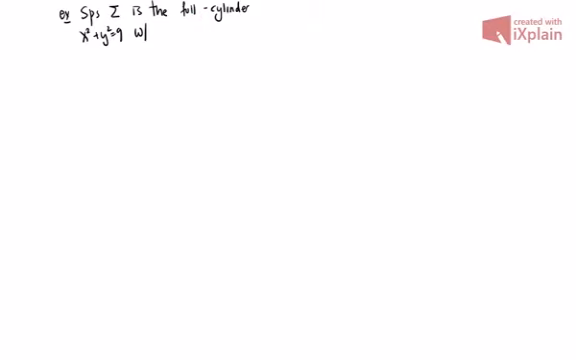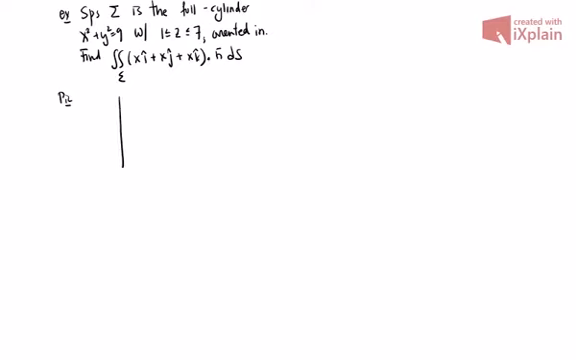With, say, z between 1 and 7. We'll say oriented in. We'll find the integral over sigma of, say, a really easy vector field, xi plus xj plus xk. Just because that's totally weird. So for a picture, this is a really easy cylinder. It's vertical, it's radius 3, goes from 1 to 7.